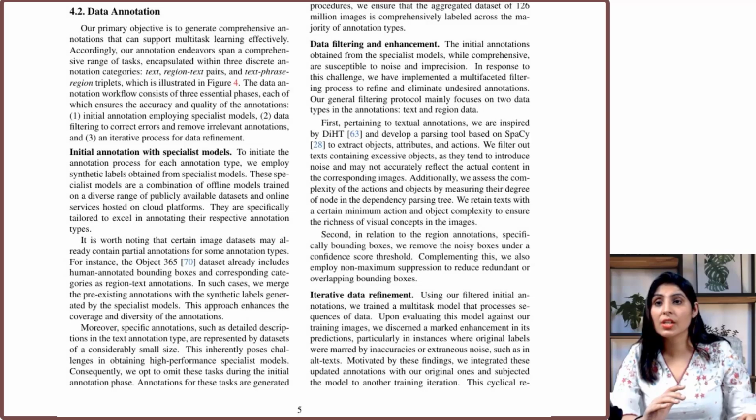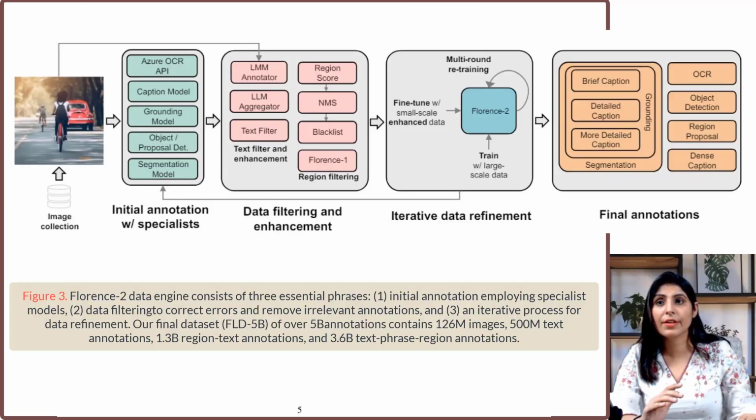So the initial annotation is, okay, let's see this image. Okay, figure 3. In this image you can see the first thing is initial annotation. So in this initial annotation phase, they used AI models which are trained on different datasets to create initial annotations for each type of annotations. So for example, they used image to text models for generating brief texts, and then they used object detectors for bounding boxes, and they used OCR tools that can read text in the images. So this is the initial annotation process.